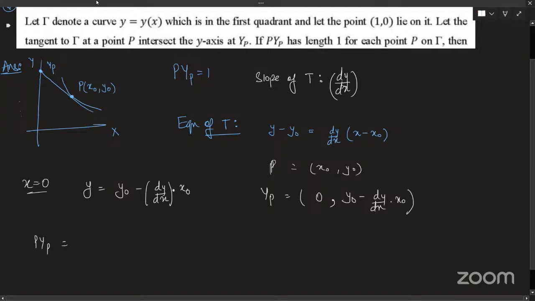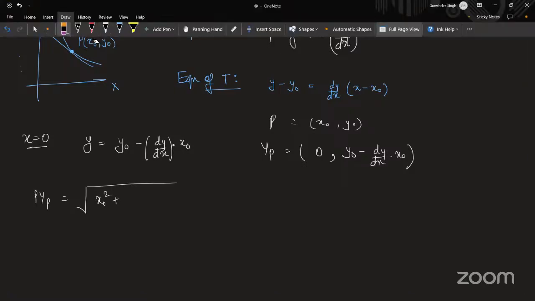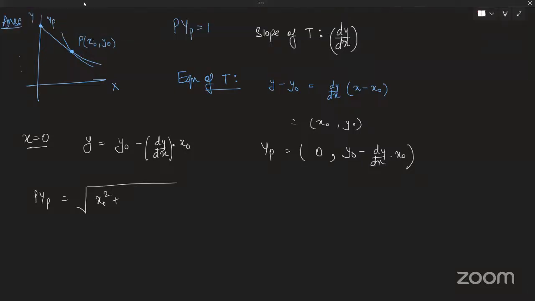The distance between both of them. So how much will that be? It will be square root of x naught square plus this thing minus this thing, right? I'm subtracting the coordinates. I can just easily subtract the coordinates, right? So that is what I'm doing.